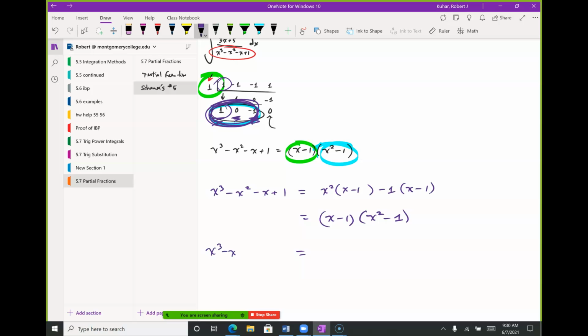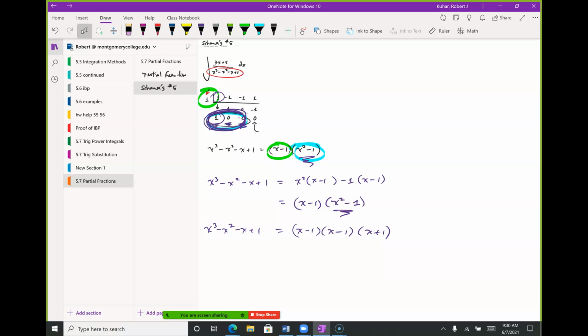I can see that my x cubed minus x squared minus x plus 1 is now an x minus 1 times another x minus 1 times an x plus 1, right? So now I'm just factoring that last piece, which I can do from memory of all of those factoring things we learned. So this particular fraction now, 3x plus 5 over x cubed minus x squared minus x plus 1, is going to turn into, and I'll put that single linear first, a over an x plus 1, b over an x minus 1, and c over an x minus 1 quantity squared, because I have a factor of x plus 1, I have a factor of x minus 1, I also have a factor of x minus 1 quantity squared, right?